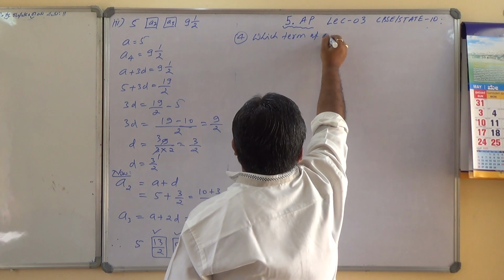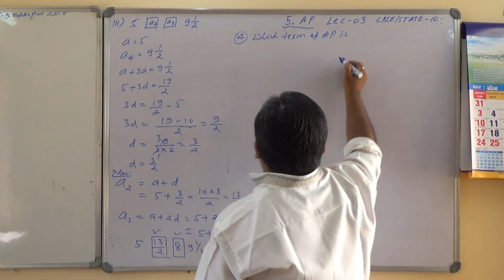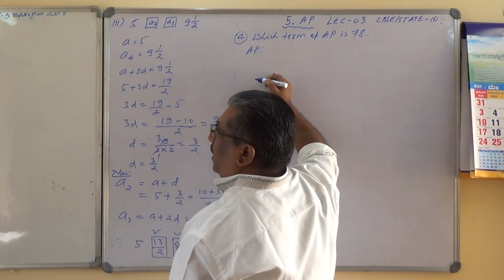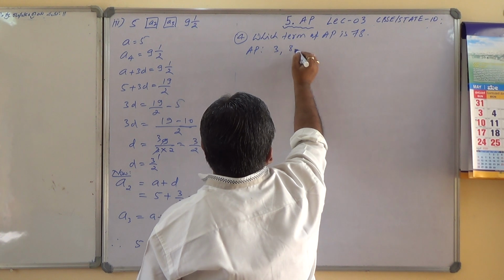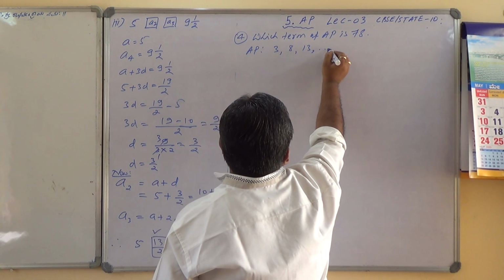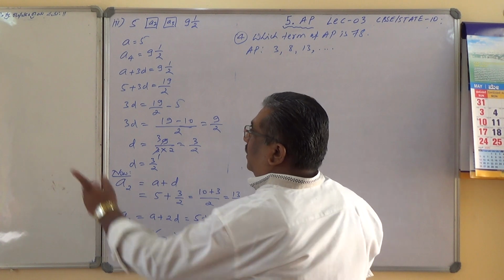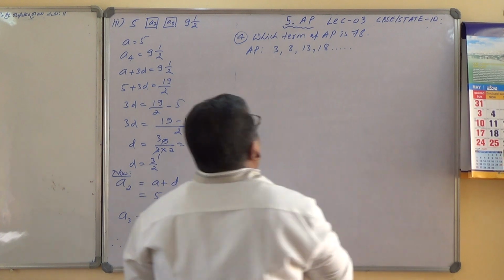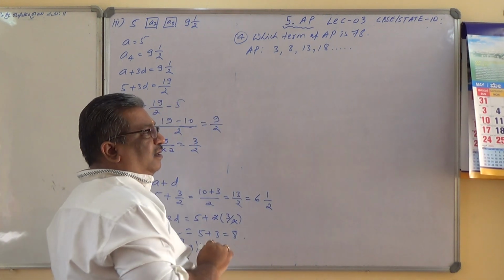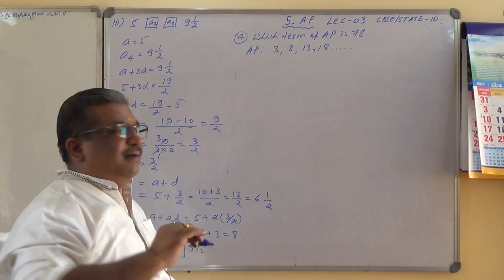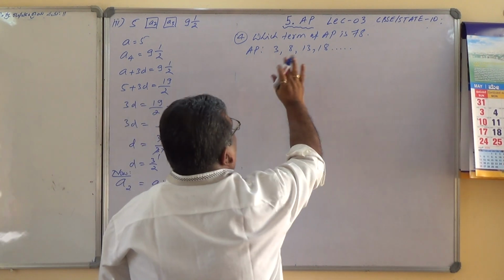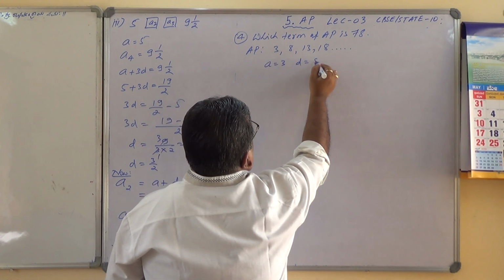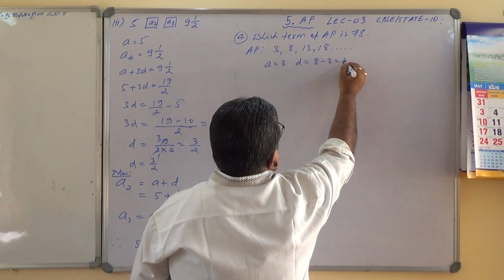Which term of the AP is 78? The AP given to me is 3, 8, 13, 18, and so on. In this, which term of the AP is 78? How to do it? Let the nth term be 78. Before that, let me populate the values: a equals 3, d equals 8 minus 3, which is 5.